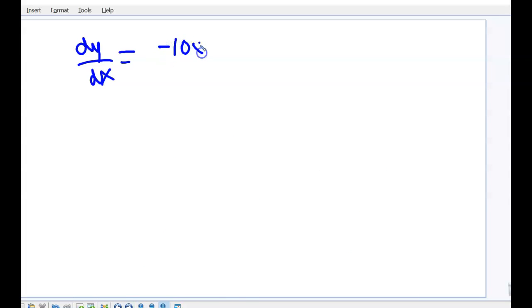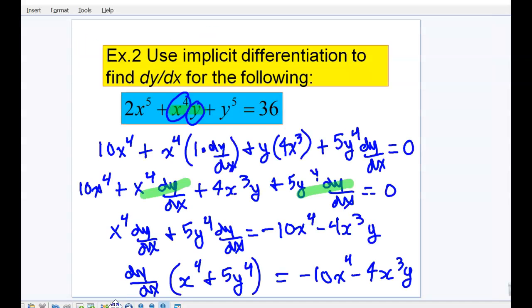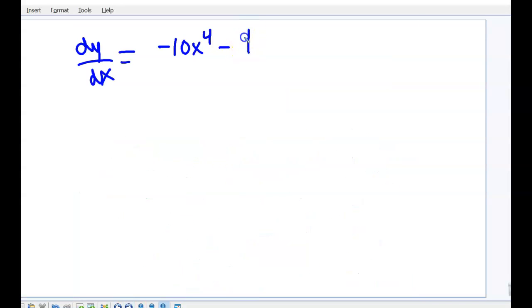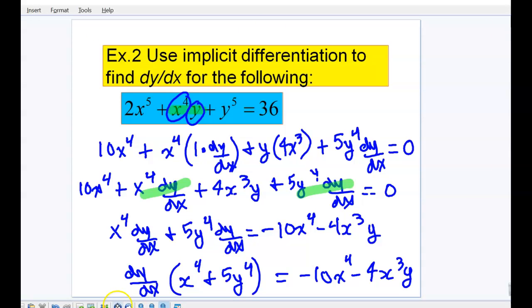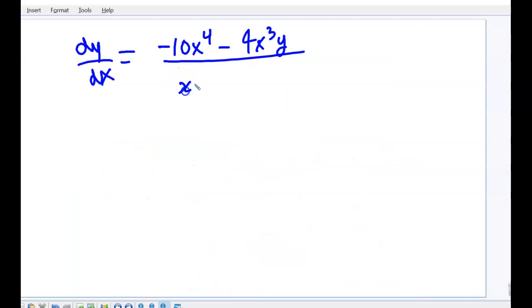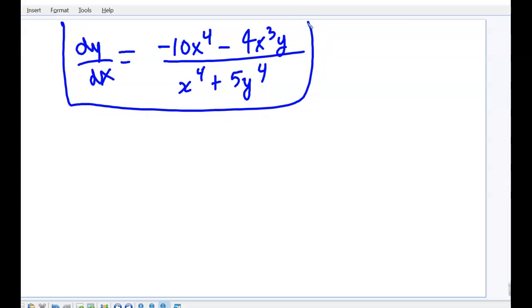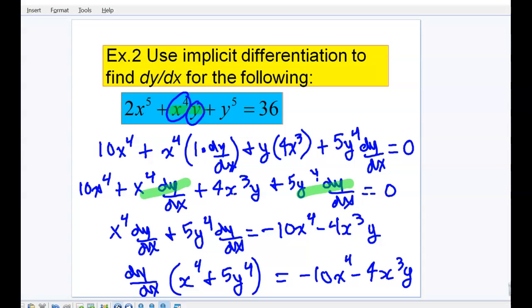So it's going to be negative 10x to the fourth minus 4x cubed y divided by the binomial x to the fourth plus 5y to the fourth. And there would be your derivative. So again, we are done calculus at this first step right here. And then after that, it's just a matter of simplifying.